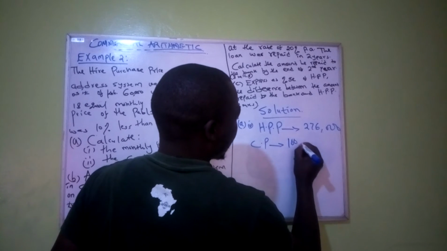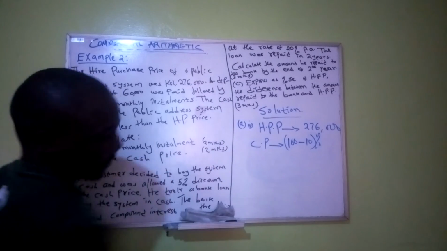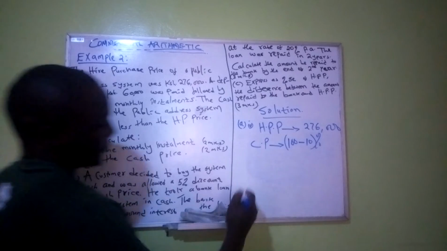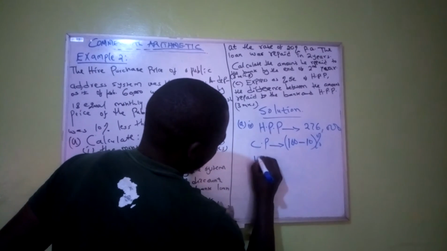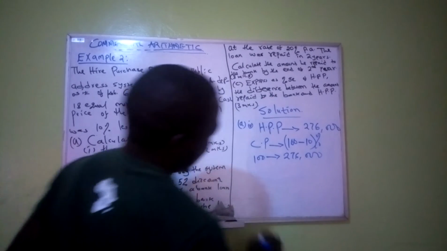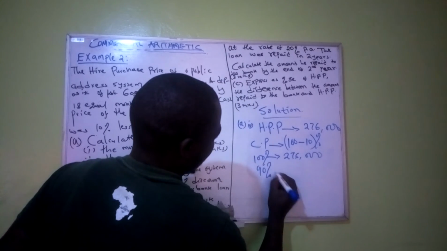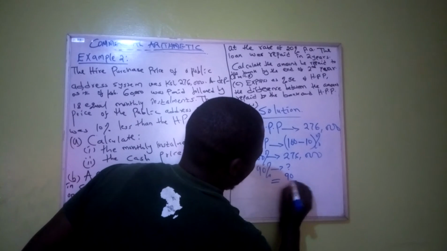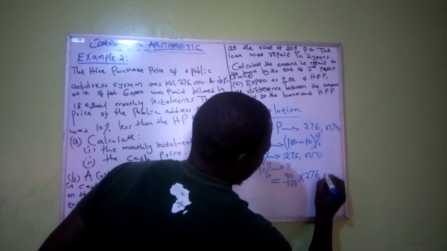That is 100% minus 10% less. Hire purchase price is 100%, and we are told cash price is 10% less of the hire purchase price. That means it's 100 minus 10, which is 90. So 100% represents 276,000. What about 90%? This percentage will represent how much? This will be 90 over 100 times 276,000.